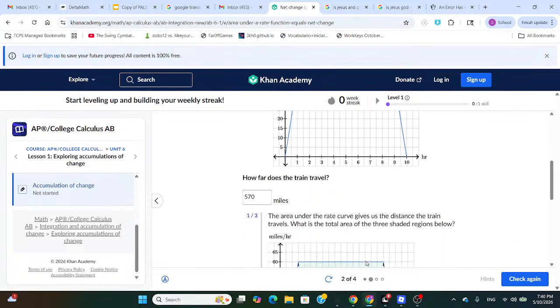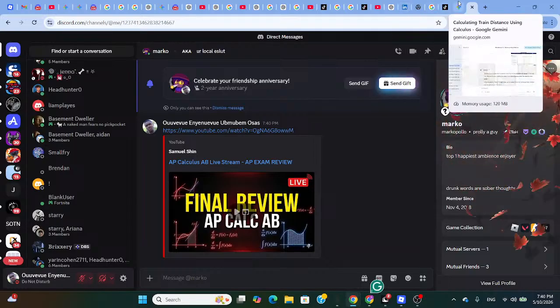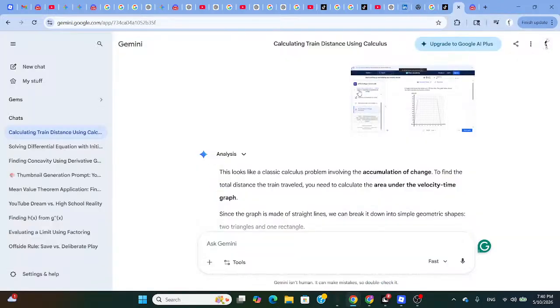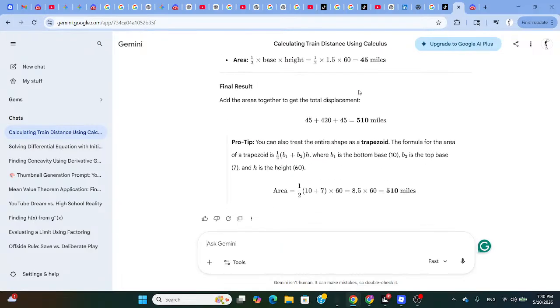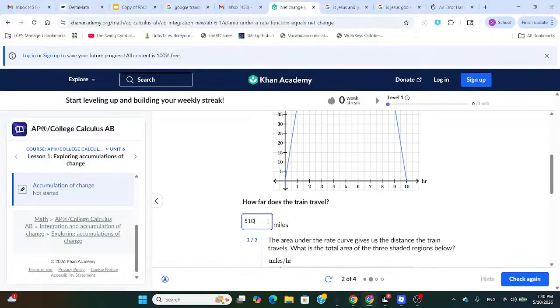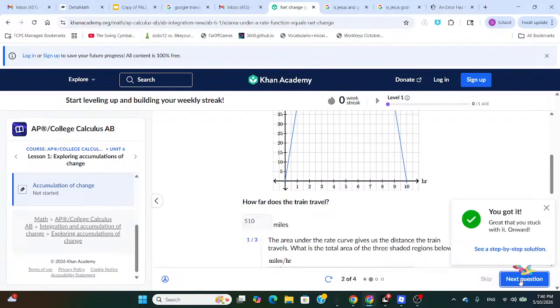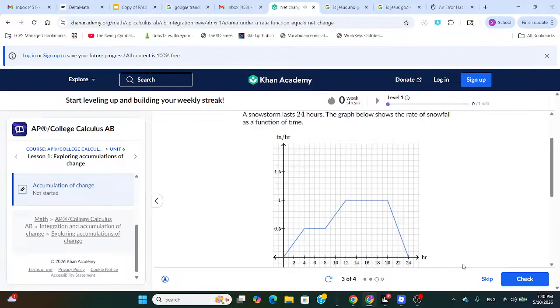Get the word going. So, just let me check Gemini real quick. Accumulation rate of change. So, yeah, 510. Did I do the math wrong? I understand how you do the problem, I just got the math wrong. Okay, so it's actually 510. What? Same thing? Another one, bro? What is this, bro?